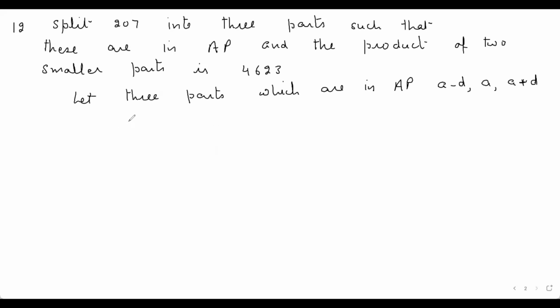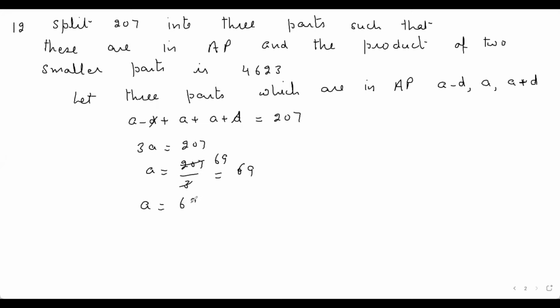If we add these 3 parts, it will come out to be equal to 207. D and D cancelled. So 3A is equal to 207. A is equal to 207 by 3. A is equal to 69.